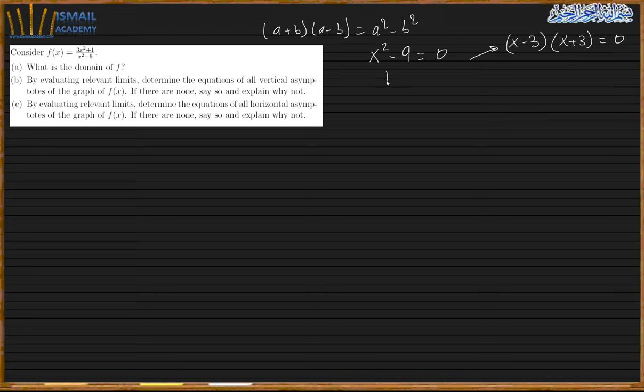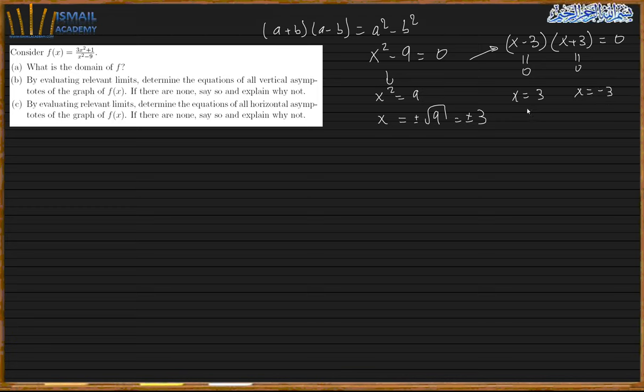Or you can do it this way. We do x² = 9, and you take the square root. When you take the square root, we end up having x = ±√9, which is ±3. So here we have two values. I make this one equal 0, and I make this one equal 0, so in that case I will have x = 3 and x = -3.